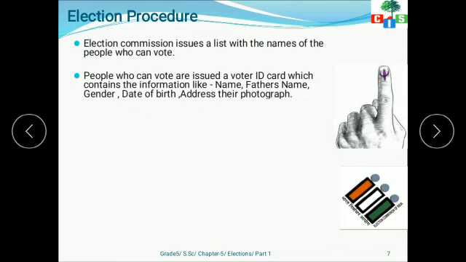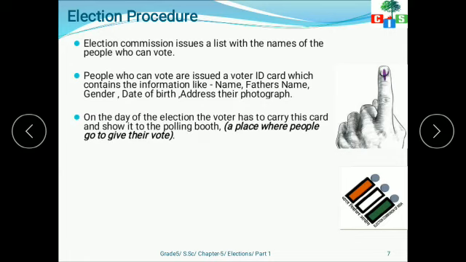Now children, this voter ID card is just similar to your Aadhaar card. It contains the following information: your name, your father's name or husband's name, gender, date of birth, address, and your photograph. The voter ID card number is also there. So these are some of the information that is in your voter ID card.